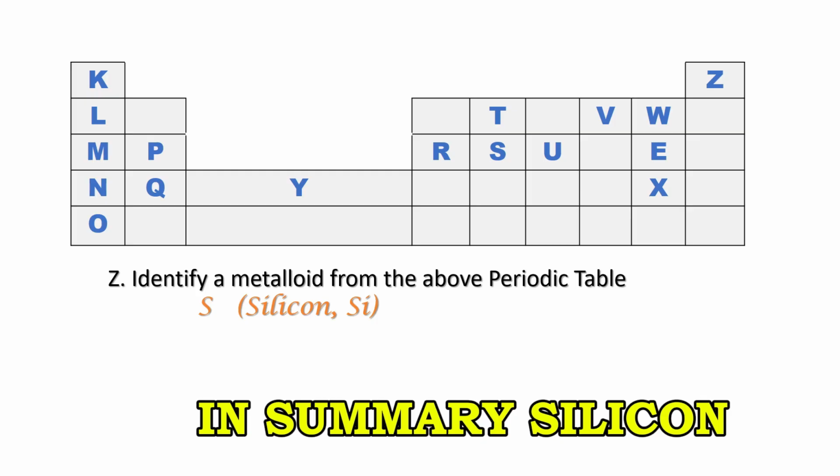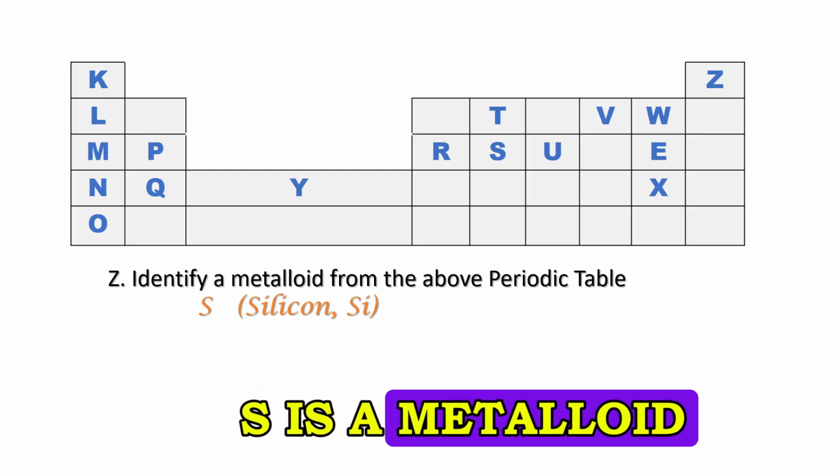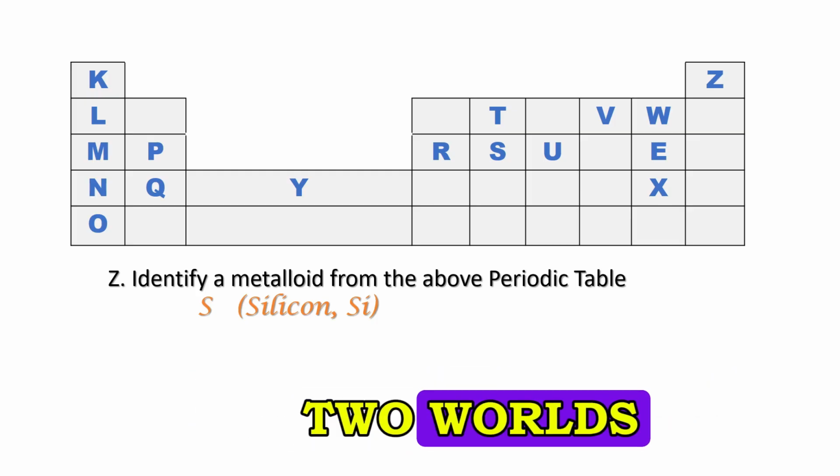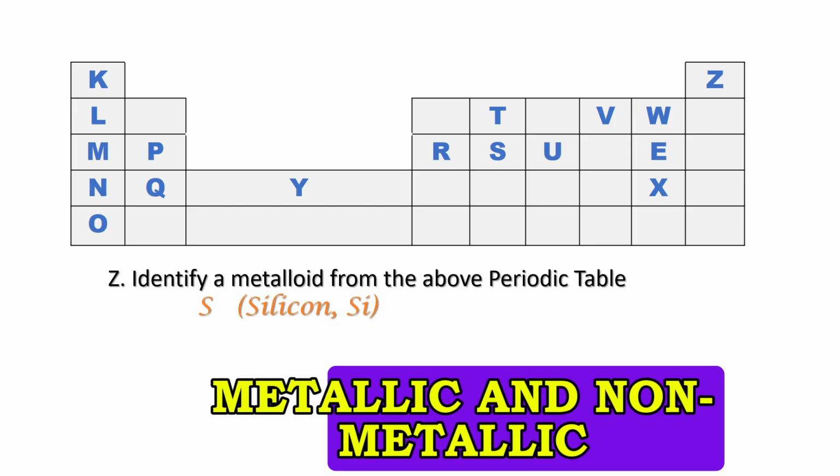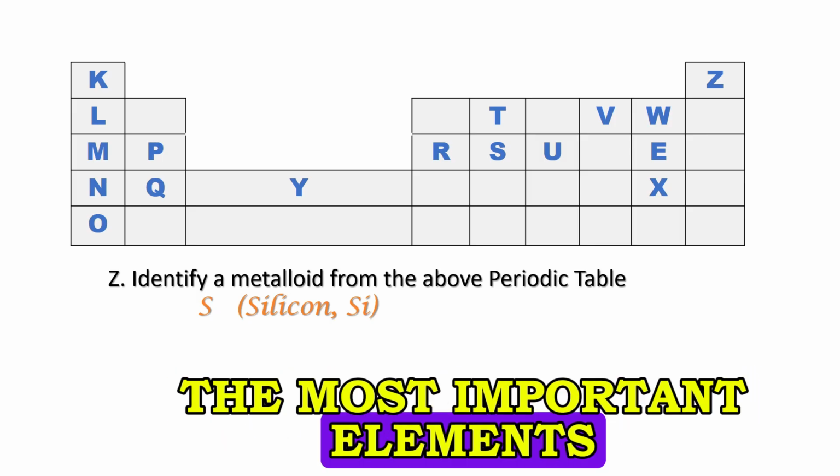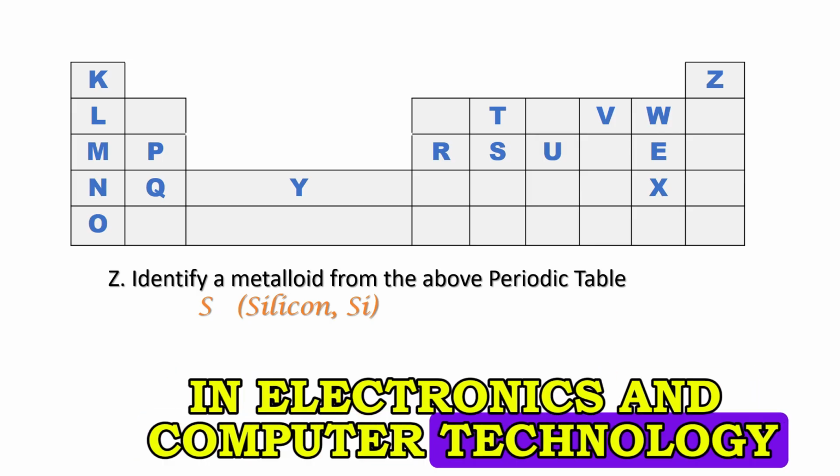In summary, silicon S is a metalloid because it bridges the two worlds, metallic and non-metallic, making it one of the most important elements in electronics and computer technology.